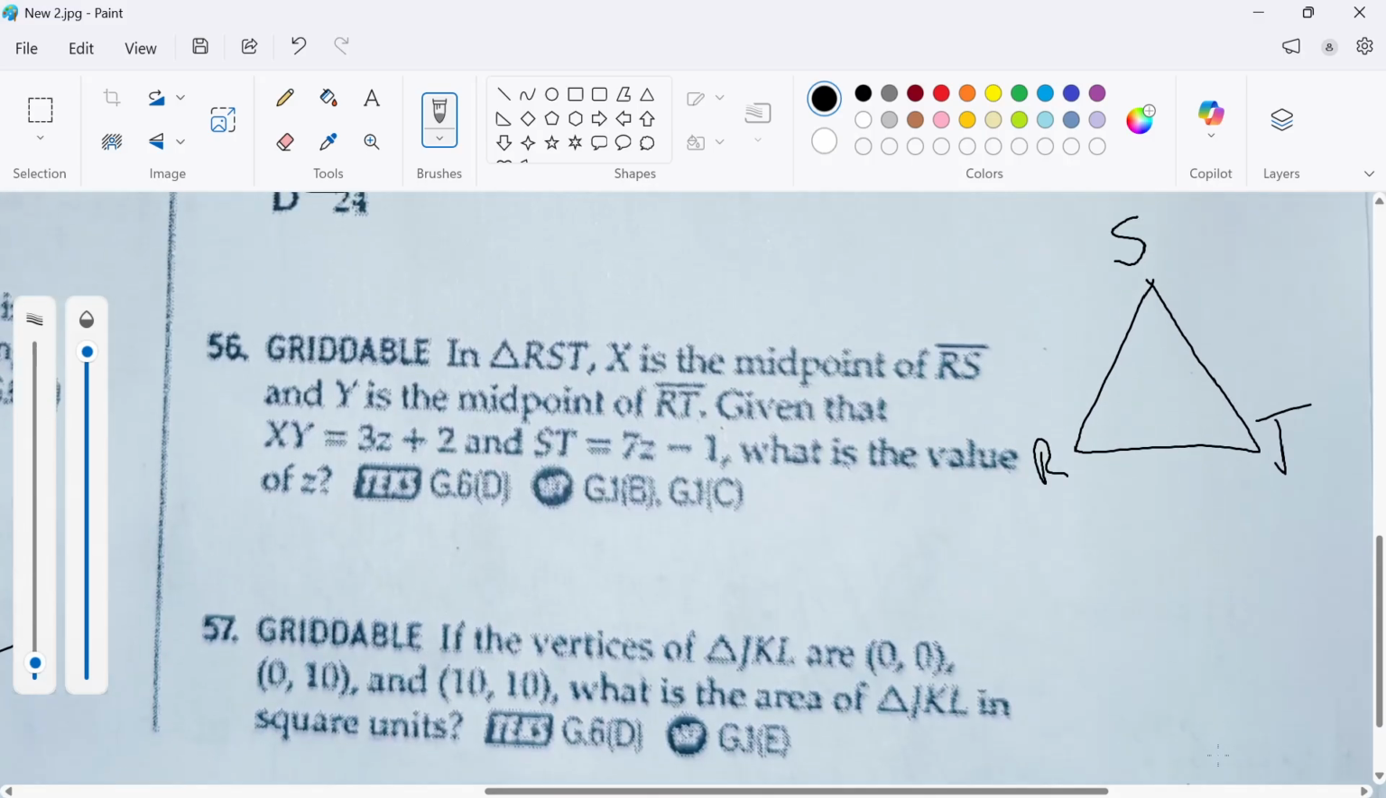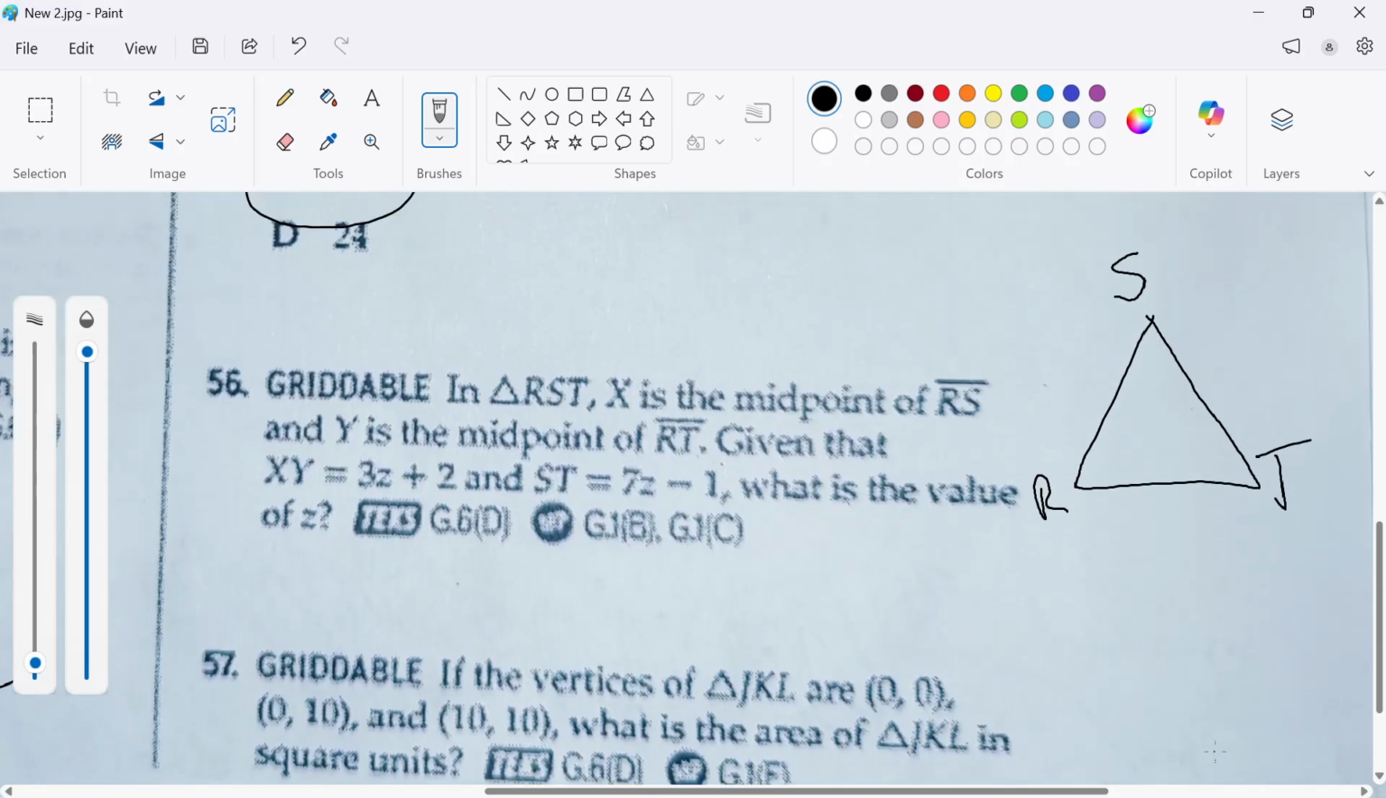Okay, RST. X is the midpoint of RS. Y is the midpoint of RT. That makes XY a mid-segment. It's half, so XY is going to be half of ST. Given that XY is 3Z plus 7 and ST is 7Z minus 1, what is the value of Z?